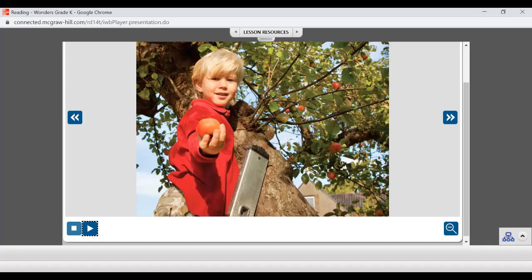So here, they're calling this season autumn, and that's correct. It's also referred to as fall. So fall and autumn are the same season.